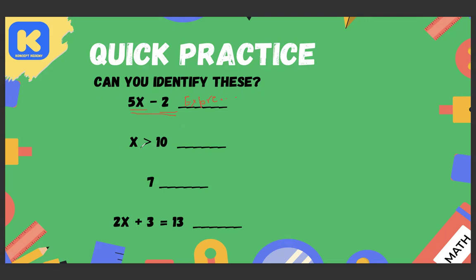Then this one, x is greater than 10. I told you that in an inequality we compare two algebraic expressions, and x and 10 are both algebraic expressions, or you can call them terms, or one is a variable and the other is a constant. But at the end, we are comparing these two, and x is greater than 10. So this is an inequality.